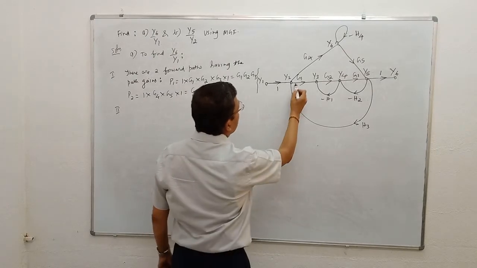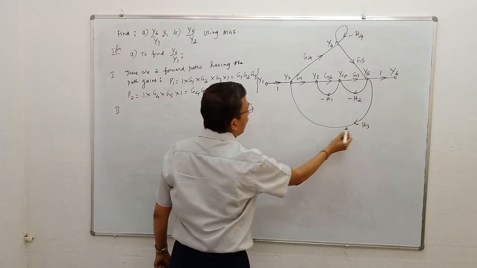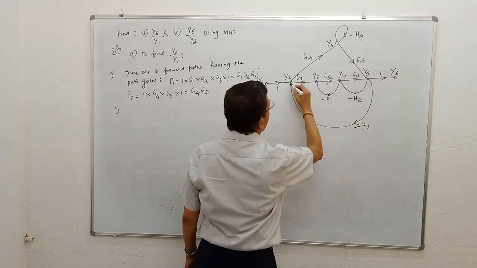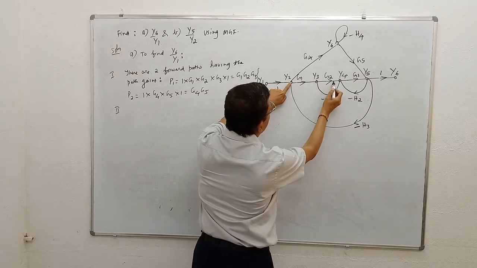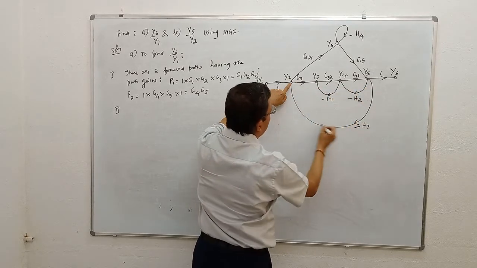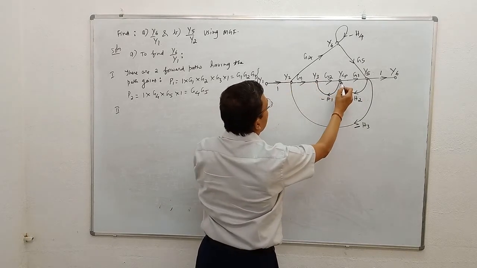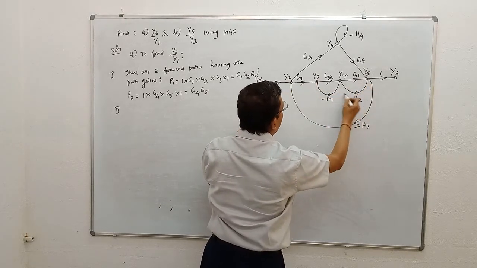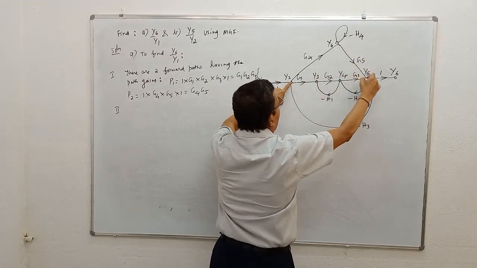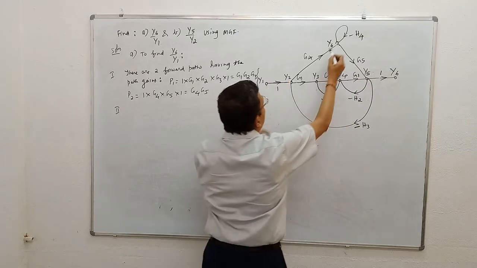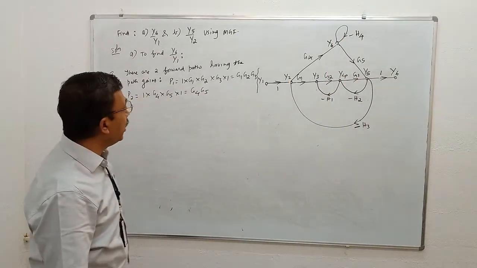Please see here. G1, G2, G3 minus H3 is one loop. We start at this node. G1, G2, G3 minus H3, first loop. Second loop is G2 minus H1. Third loop, G3 minus H2. Fourth loop, G4, G5 minus H3. Fifth loop, minus H4. So we say that there are 5 individual loops.